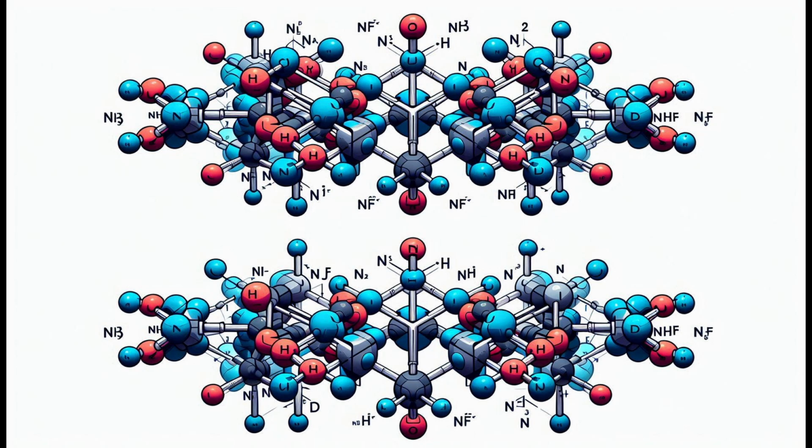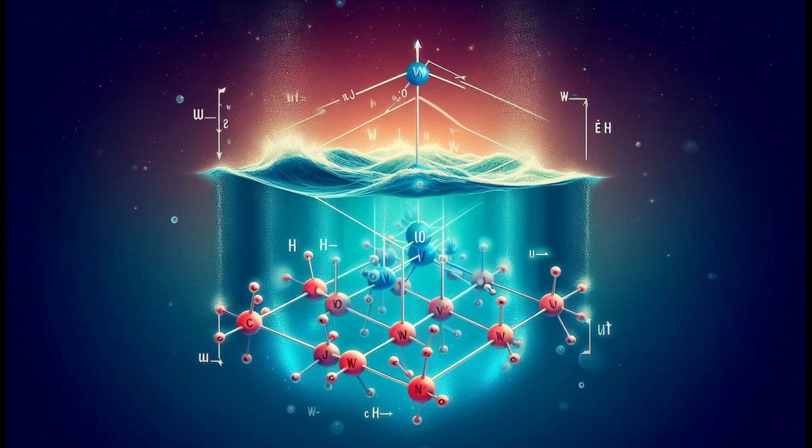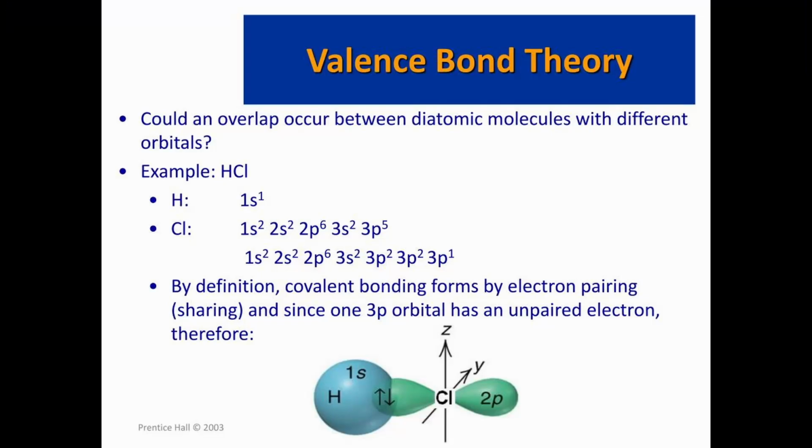To fill this gap, we look at quantum mechanics with two main theories, valence bond and molecular orbital theory. Let's start with the valence bond theory. Imagine two hydrogen atoms coming closer. Each has a nucleus and an electron, and initially they don't interact.